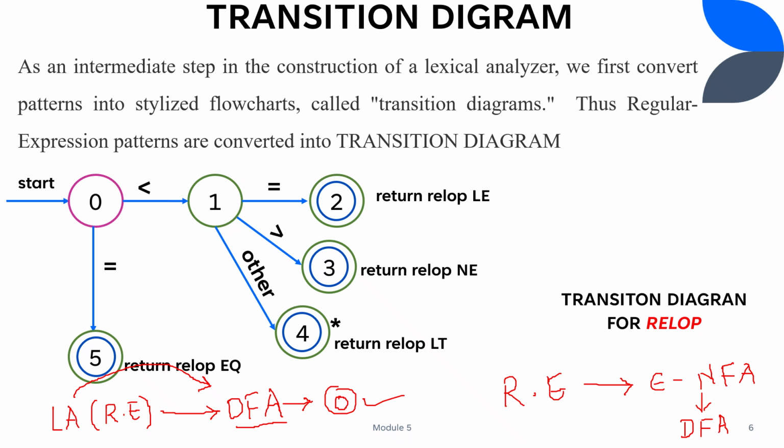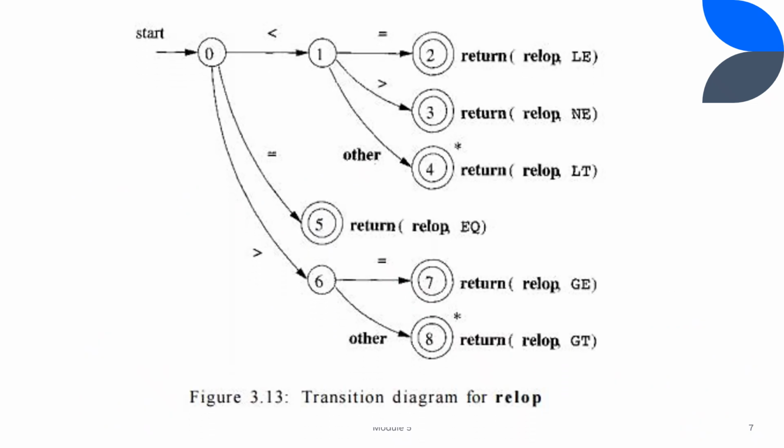I hope it is understood. With that, I continue with my next slide. So this is the entire transition diagram for relational operator, and this diagram is taken from the reference book by Ullman.